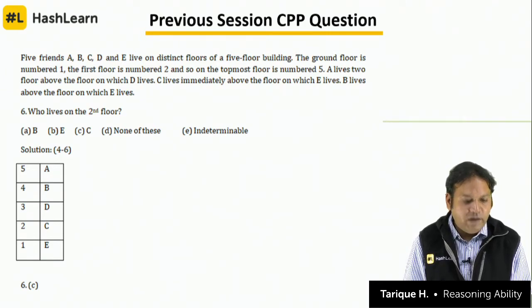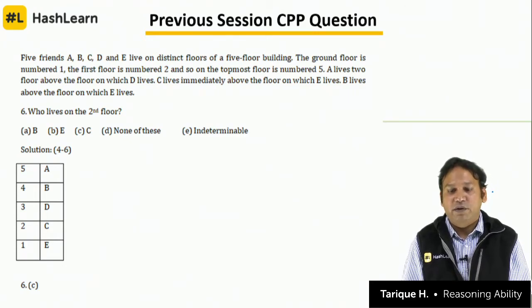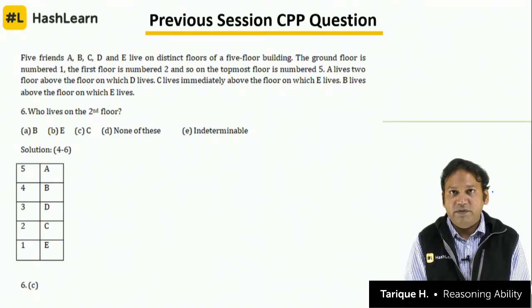So this question में दिया क्या है, 5 friends are there, A, B, C, D and E, who live on distinct floors of a 5-floor building. The ground floor is numbered 1, the first floor is numbered 2 and so on. The top floor is numbered 5. Now we have some clues here. A lives 2 floors above the floor in which D lives.